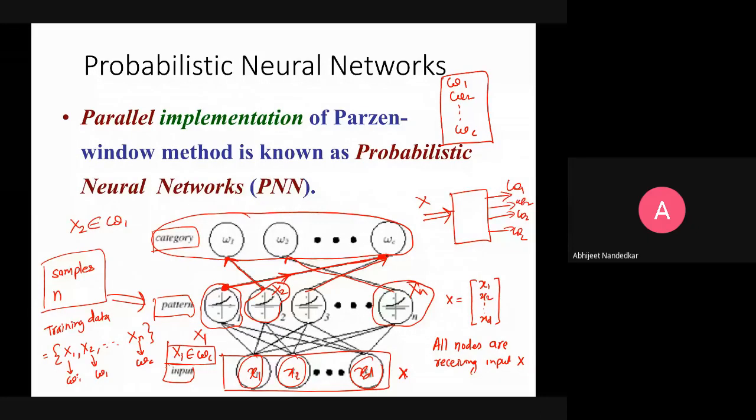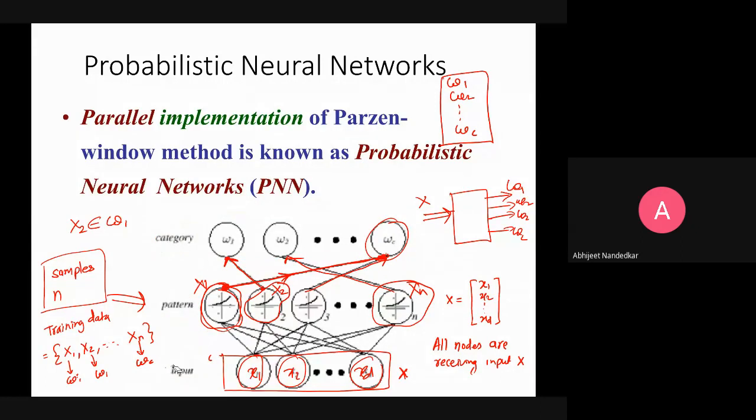So there is no connection from this x1 to omega 1. So this connection does not exist. Why? Because x1 belongs to omega c, so there is no connection here. Like that this circuit is constructed. Now the next step is to find out the weights for these connections. That is called the W matrix. Why this is there, we will see.